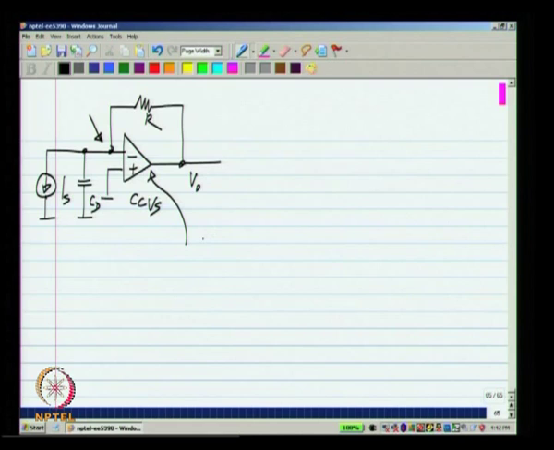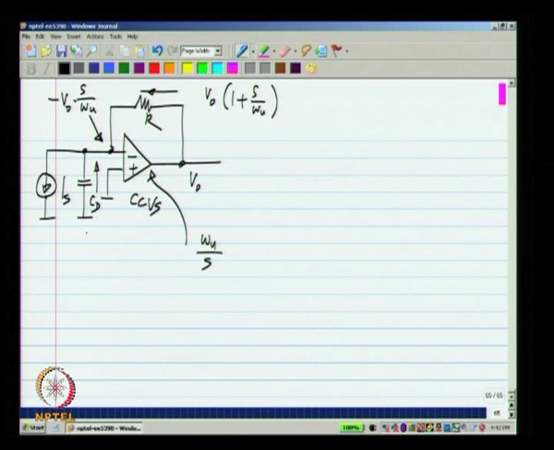If this has a transfer function of omega u by s, the voltage here is nothing but minus V naught s by omega u. So, the current flowing here is V naught times 1 plus s by omega u. The current flowing through the capacitor upwards is V naught s by omega u times the admittance of the capacitor, which is S CD, and the sum of these two has to equal IS.